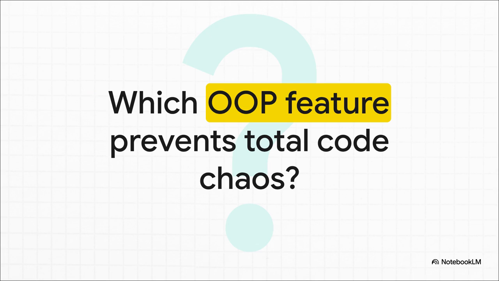But as you pack up your notes, I want to leave you with one final thought to really test your deep understanding. If you had to sit down today and build a massive, highly complex software system from scratch, which of these 4 features do you think is the absolute most vital to prevent total chaos in your codebase? Think about how they all interlock.